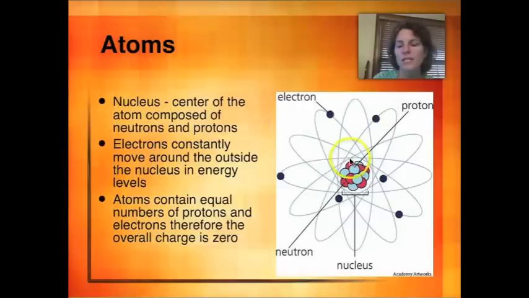As I mentioned earlier, the nucleus, the very center of the atom, consists of the protons and the neutrons, and the electrons are moving around in these orbitals that we also refer to as energy levels. The atom consists of equal numbers of protons, which are the positively charged particles, and electrons, which are the negatively charged particles. Therefore, their overall charge is zero.